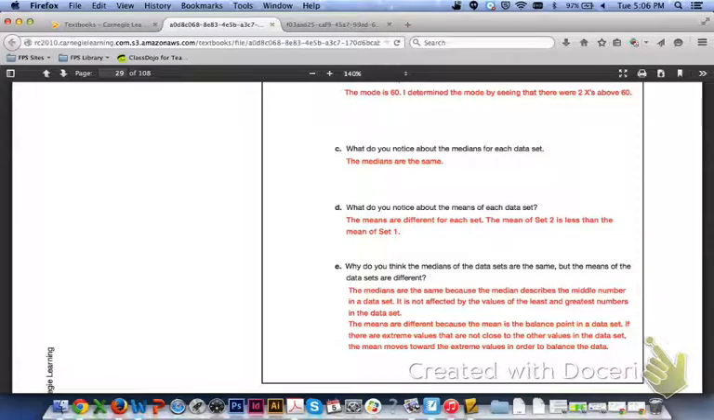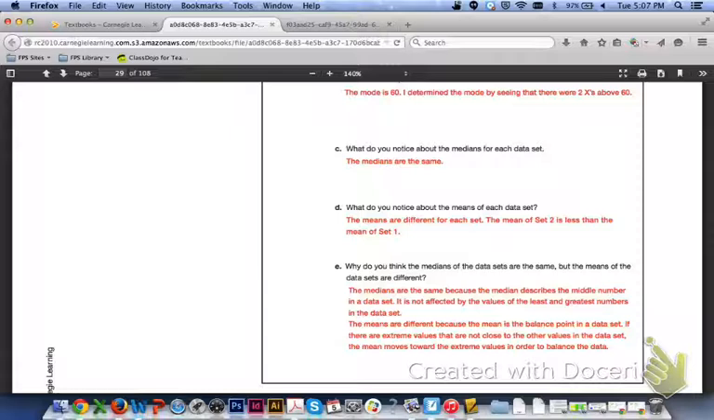Alright, so what you should have noticed from the medians of the data set was that the medians were the same. In letter D, you should have noticed about the means that the means were different in each set. The mean of set 2 was less than the mean of set 1. So the mean of set 2 was 55, the mean of set 1 was 50. And why do you think the medians of the data sets are the same, but the means of the data sets are different? Here would be a quality response.